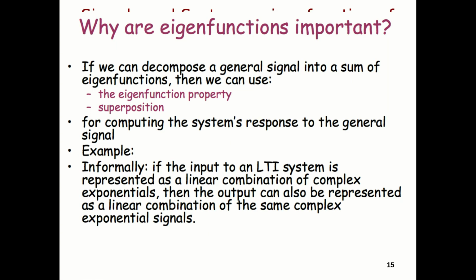Why are eigenfunctions important? Let's see. If we can decompose a given signal into a sum of eigenfunctions, then we can use the following properties, the eigenfunction property and superposition property, to find the output of an LTI system. Let's see how. If a given input of an LTI system can be expressed as a linear combination of complex exponentials, the output can also be represented as a linear combination of the same exponential signals. This is because complex exponentials satisfy the eigenfunction property for an LTI system. So if you can do that for an input signal, then it becomes very easy to find the output.